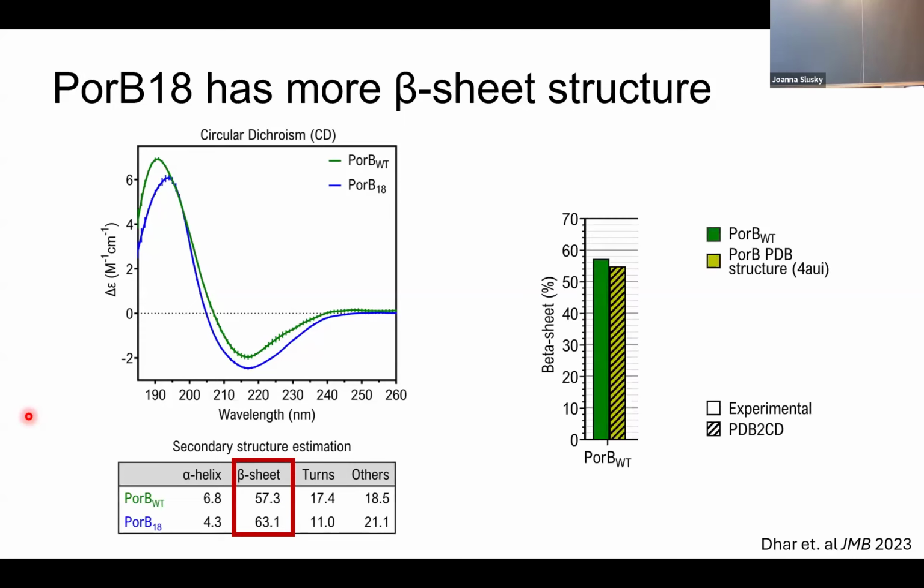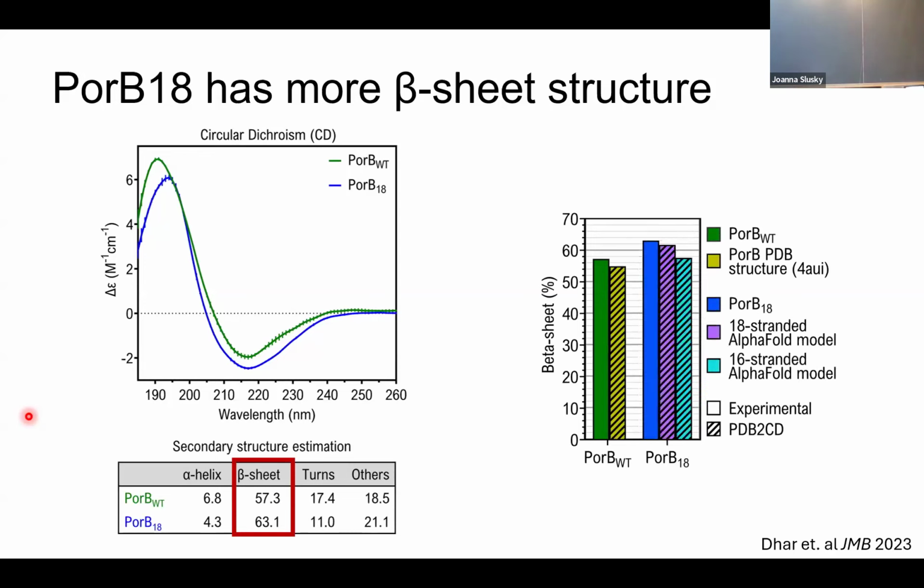So that's hopeful. And in fact, if you model that now and you say, okay, here, anything with these hash marks, that's from PDB2CD, where you go from a structure to a potential CD signal, and then you can put this into here to get the beta sheet amount. And so you've got the beta sheet amount on the y-axis. PorB wild type matches up pretty well with what you would expect from the PDB2CD. And if you compare what we actually got here in blue to the possible structures, what you see is that it's closer to the 18-stranded model. So that was good.